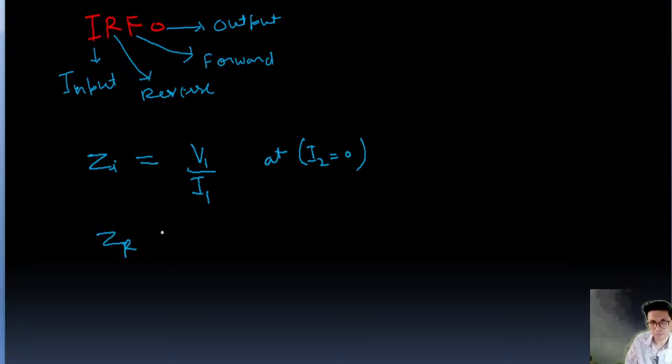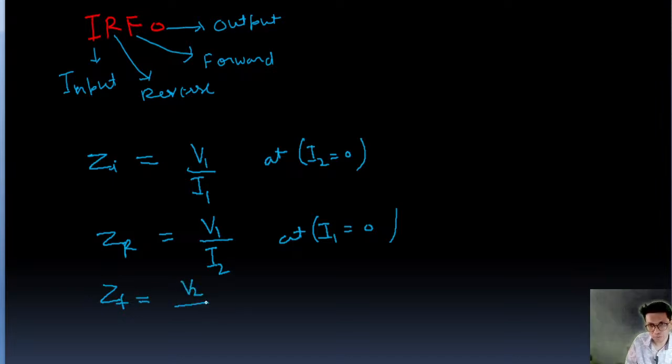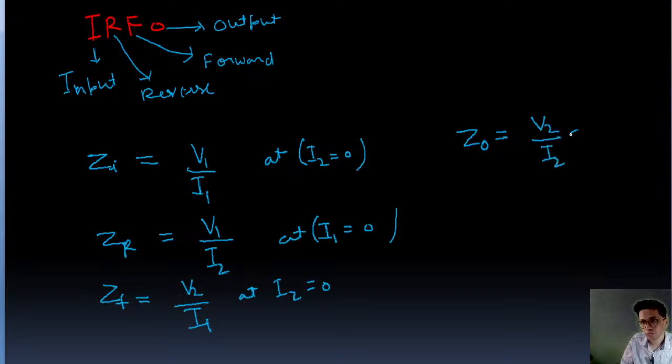Then ZR, the reverse impedance, is going to be V1 upon I2 at I1 equal to 0. Similarly ZF, Z forward, is going to be V2 upon I1 at I2 equal to 0. There are four parameters of Z. And then ZO, Z output, is going to be V2 upon I2.